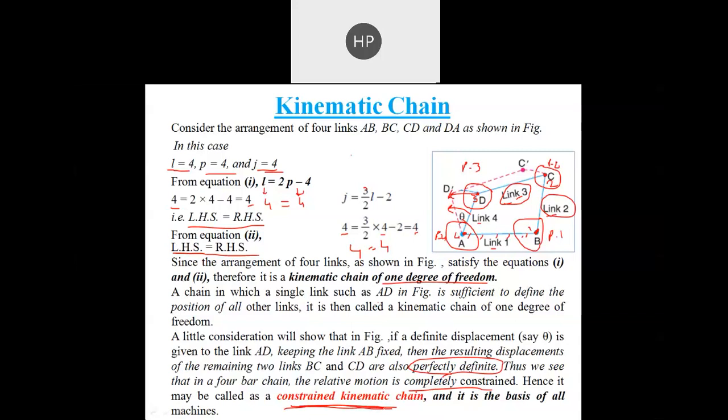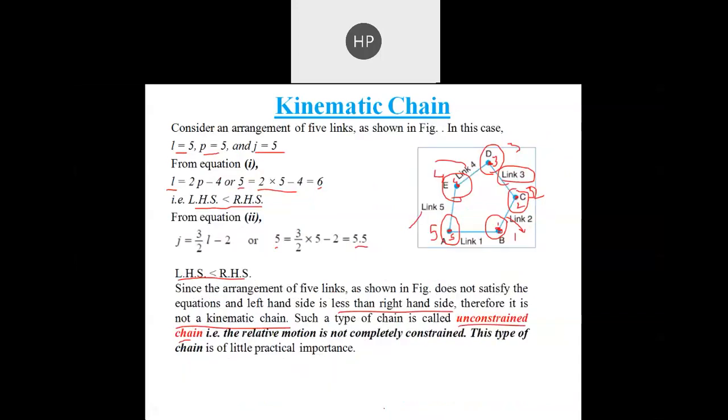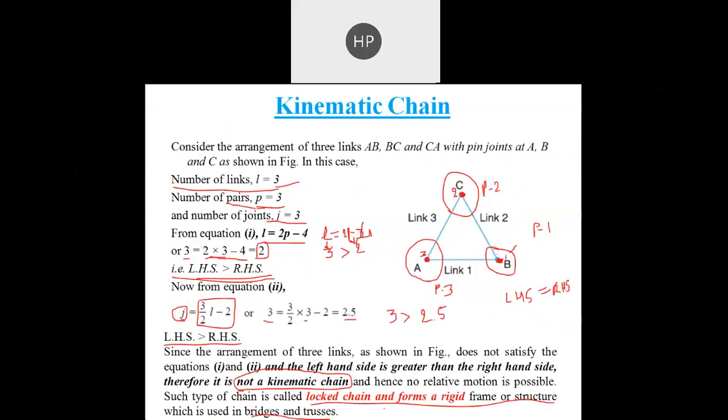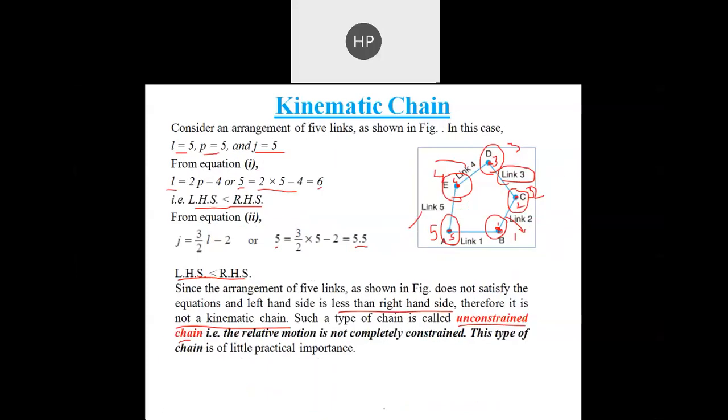And when it is constrained motion, if we use these two equations, we will get the left hand side equal to the right hand side, and then it will be considered a constrained chain. Otherwise there will be two options: it will be a locked chain or an unconstrained chain. So this is how we can do the calculation for the kinematic chain, whether it is constrained or not constrained, or whether it is a structure.